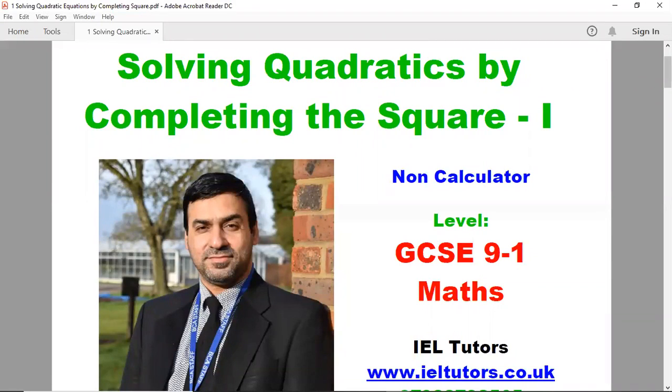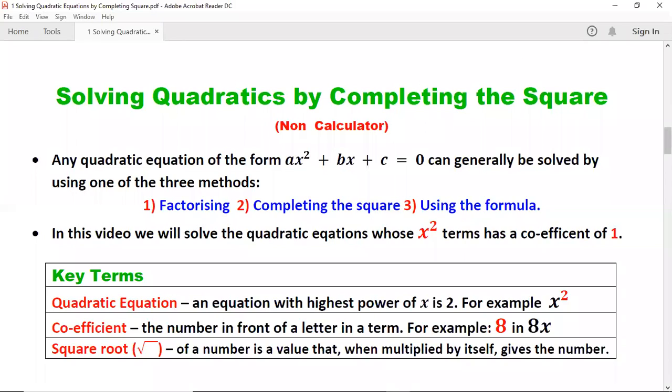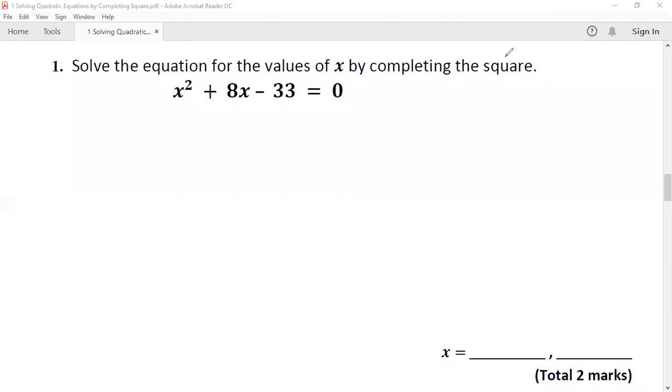In this video, we're going to learn how to solve quadratic equations by completing the square method. As you may know, quadratic equations can generally be solved by one of three methods, namely factorizing, completing the square, or using the formula. In this video, we will learn how to solve quadratic equations whose x squared term has a coefficient of 1 only. Let's start from question number 1.